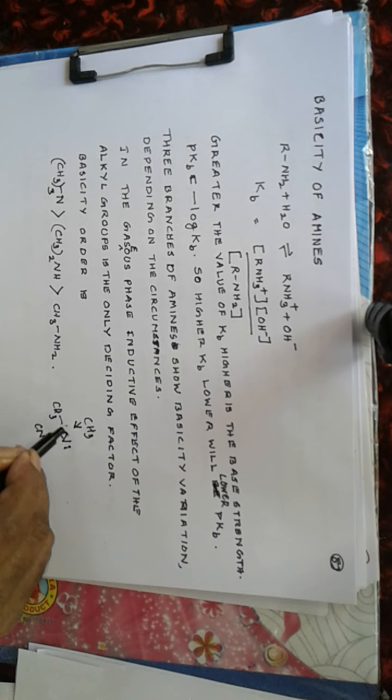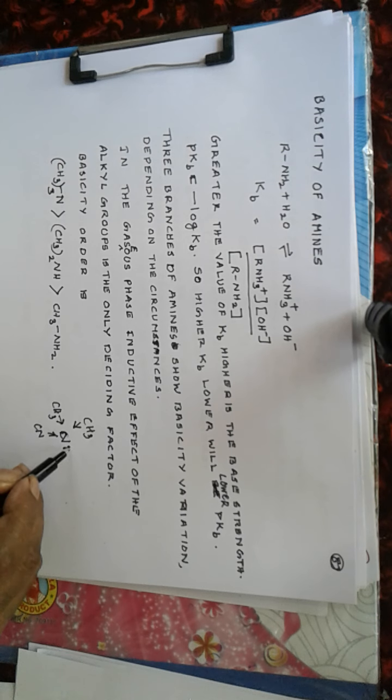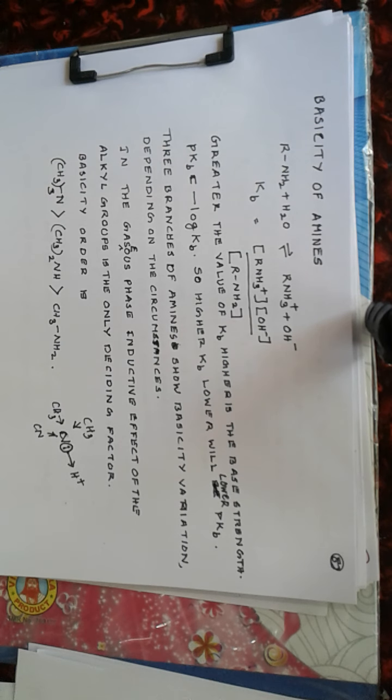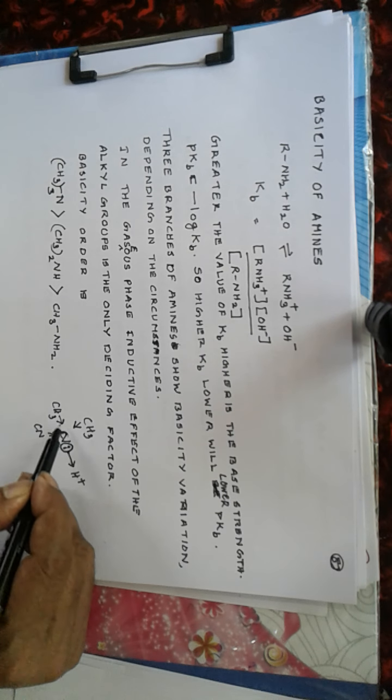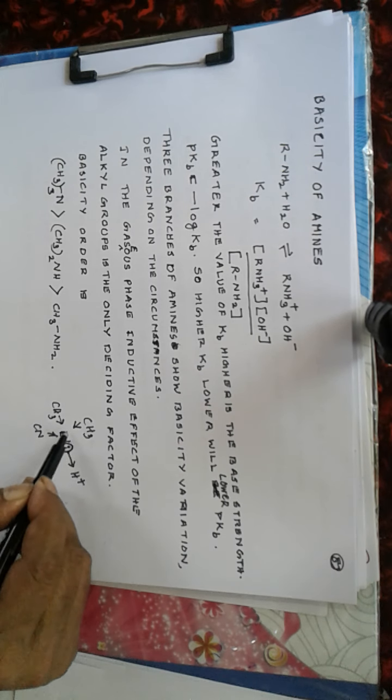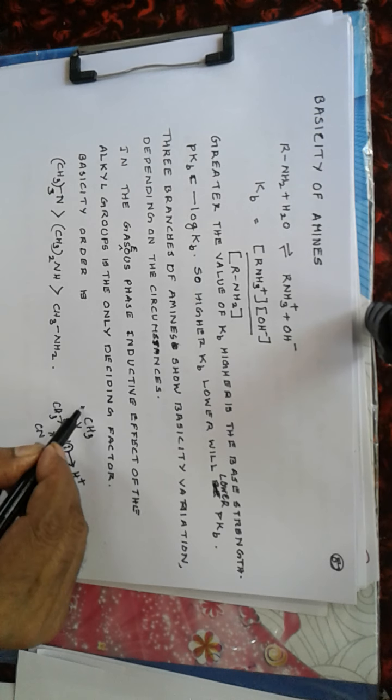The plus effect of 3 methyl groups will push the electron pair towards the nitrogen atom, so that this nitrogen will be readily donating its lone pair towards H positive, so that basicity increases due to plus effect of 3 methyl groups. The nitrogen will be more ready to donate its lone pair to H positive because it is receiving electron density from the methyl groups by plus I mechanism.